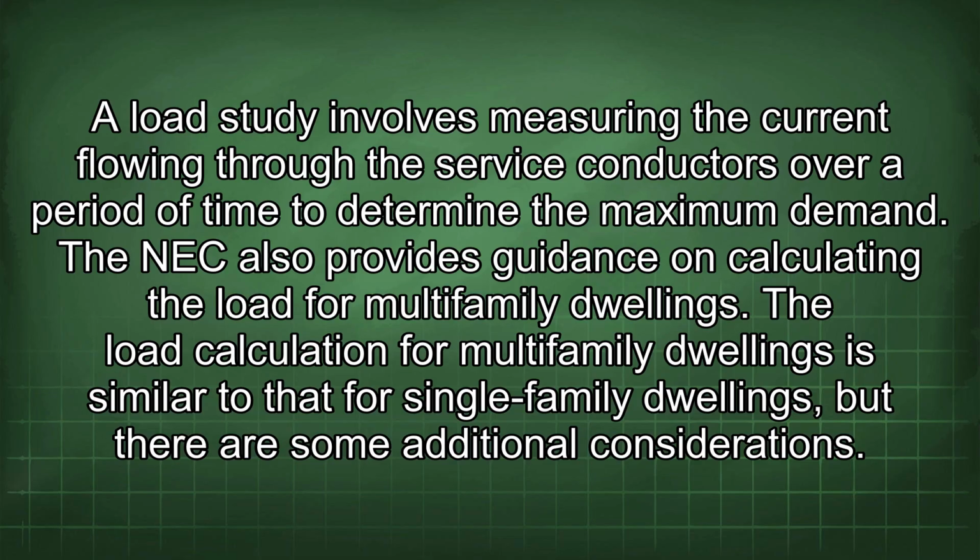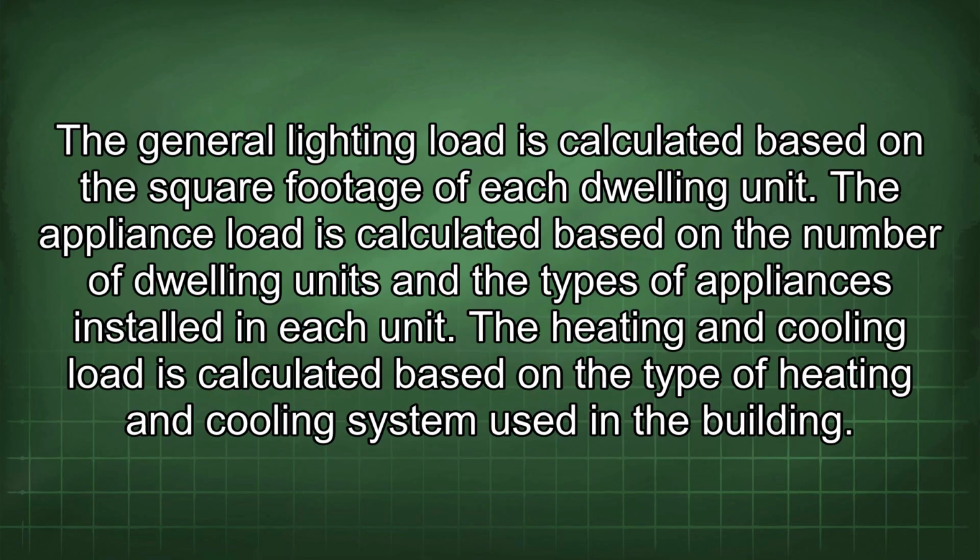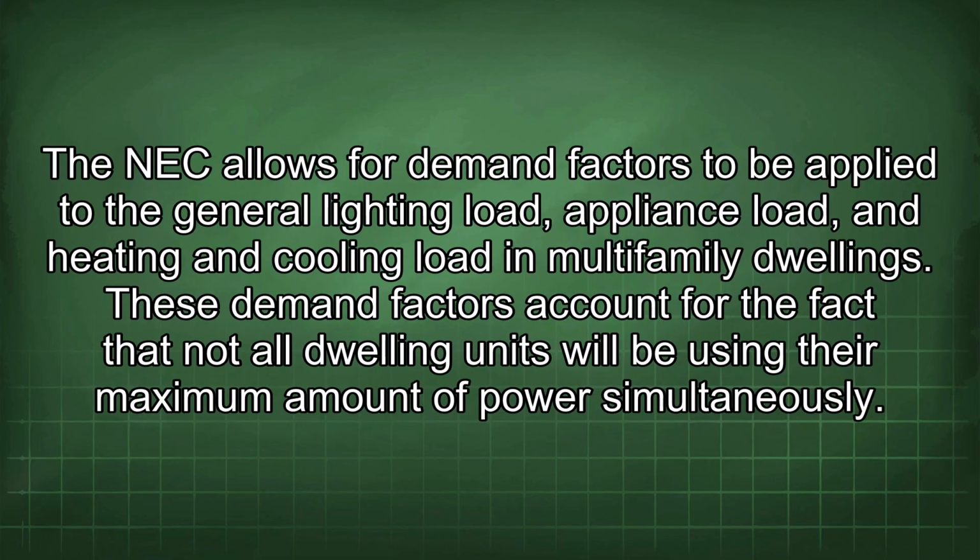The load calculation for multifamily dwellings is similar to that for single-family dwellings, but there are some additional considerations. The general lighting load is calculated based on the square footage of each dwelling unit. The appliance load is calculated based on the number of dwelling units and the types of appliances installed in each unit. The heating and cooling load is calculated based on the type of heating and cooling system used in the building. The NEC allows for demand factors to be applied to the general lighting load, appliance load, and heating and cooling load in multifamily dwellings.